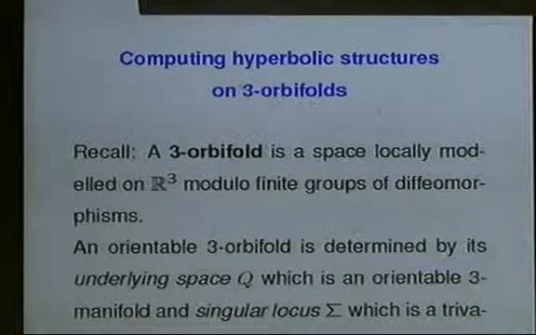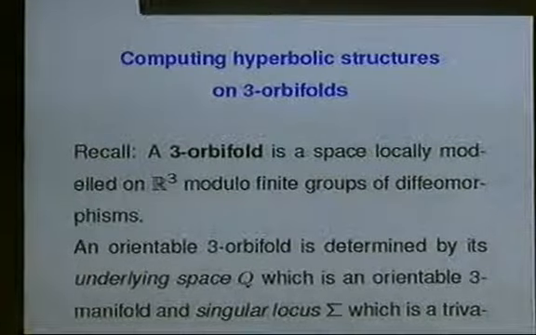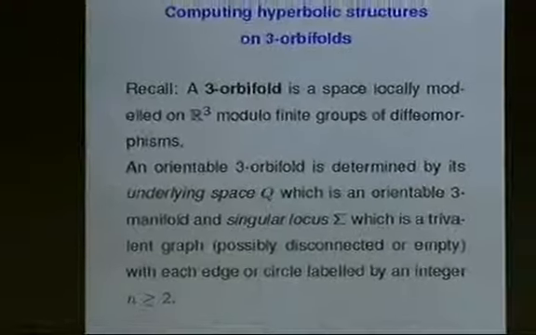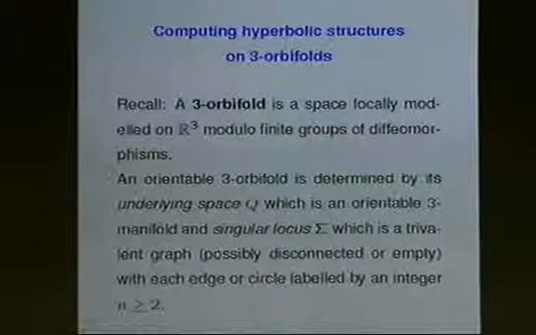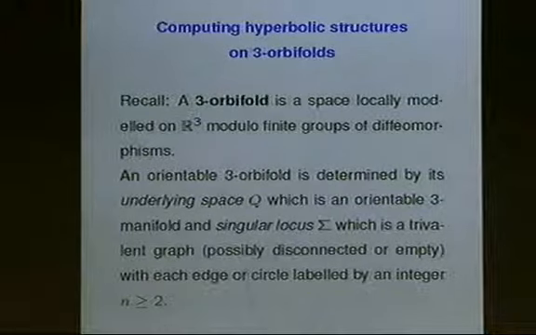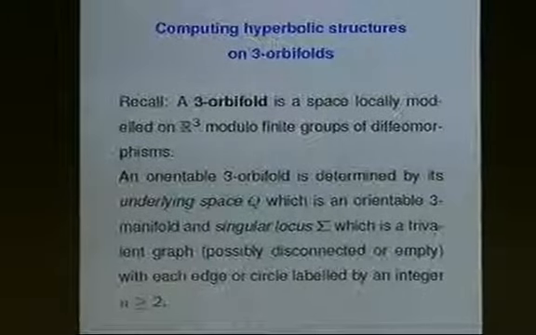Okay, so at this stage I'd like to move on to the other part of the talk for today. We're changing topics at this stage. I want to go back to methods for computing hyperbolic structures, this time on three-dimensional orbifolds. Just a quick reminder. As you've seen in Professor Choi's lectures, a three-dimensional orbifold is basically a space modelled on R^3 modulo finite groups of diffeomorphisms.